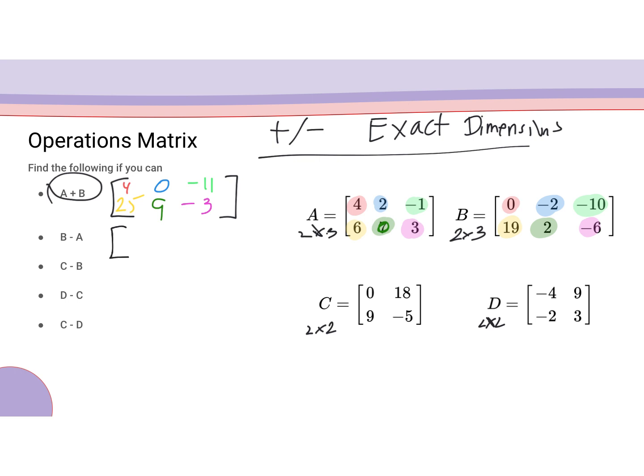So likewise, if I want to do B minus A, I have to do the same thing. But as you can tell, I'm going to go in reverse and I'm going to subtract them. So good thing they're already color organized, so I'm going to keep them that way. 0 minus 4 is -4. -2 minus 2, another -4. -10 minus -1 is -9. So just be careful. I am doing these sort of operations in my head. 19 minus 6 is 13. 2 minus 7 is -5. And -6 minus 3 is -9.